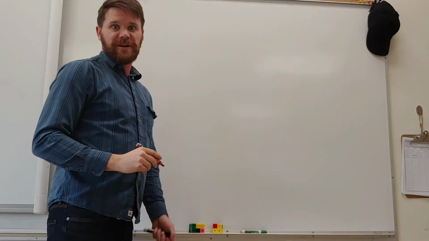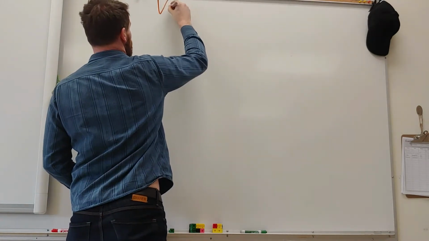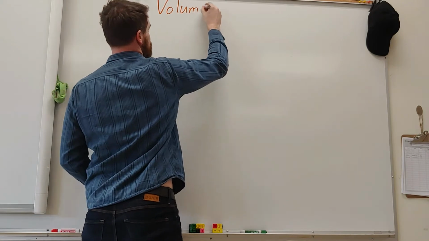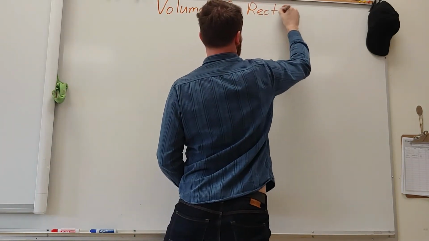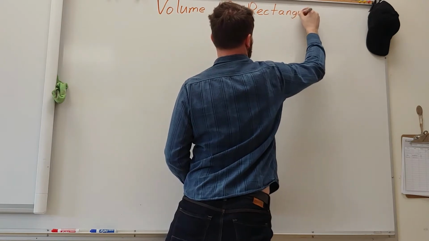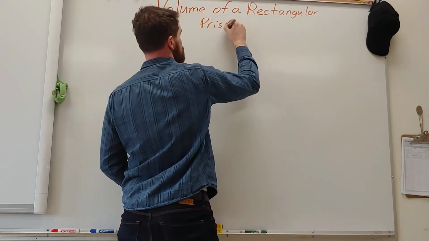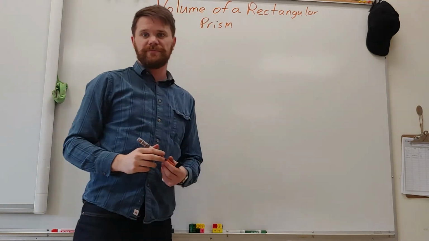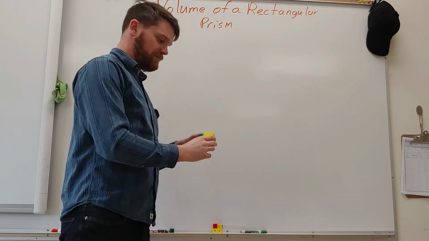All right, so what we're going to be looking at is the volume of a rectangular prism. So a rectangular prism is just a fancy word for something that's 3D.